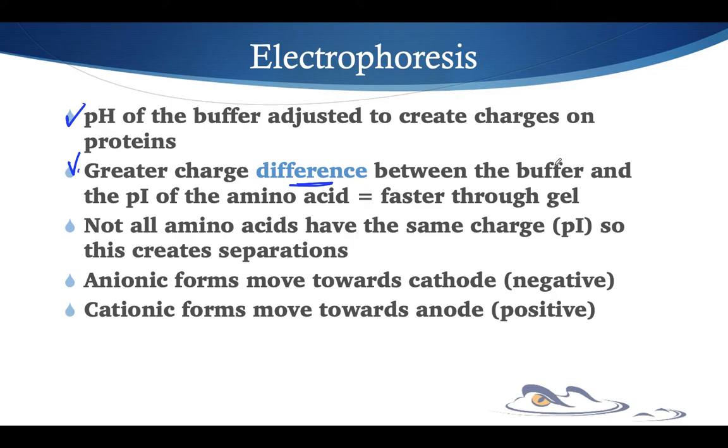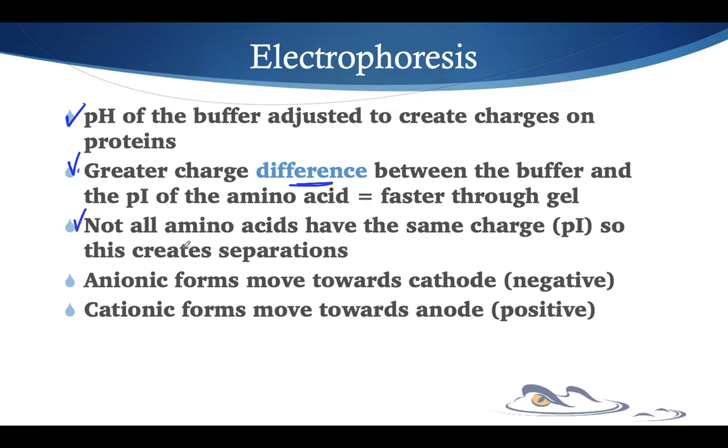And so this is going to allow that amino acid to move even faster because it's going to have more of a charge and it's going to be more attracted to that side of the electrophoresis contraption there. All right, so the greater the difference, the faster it's going to move through the gel or through the paper that we have it set up on.